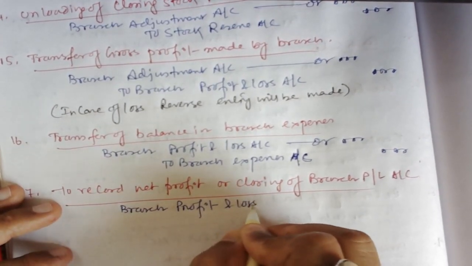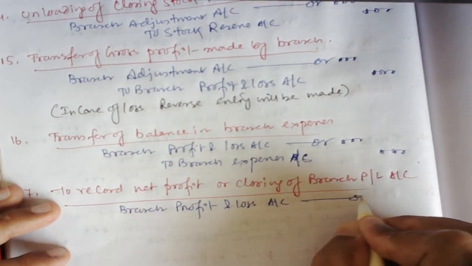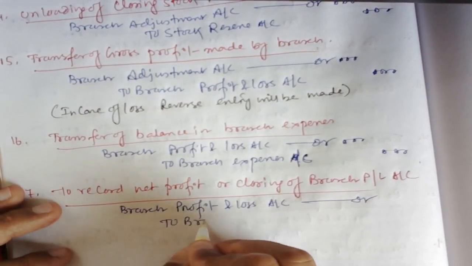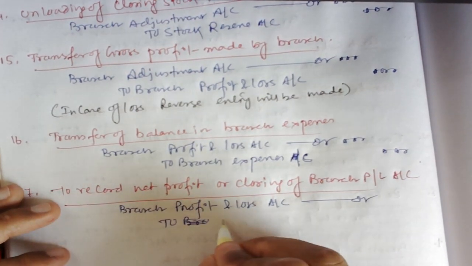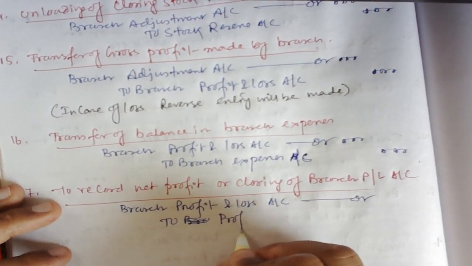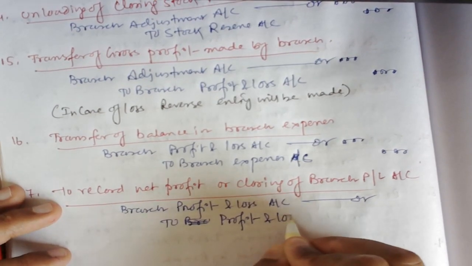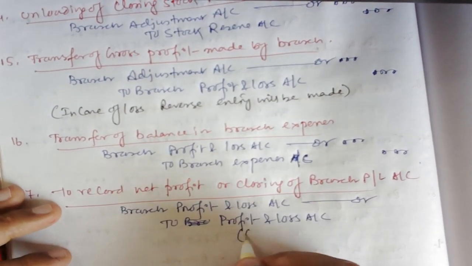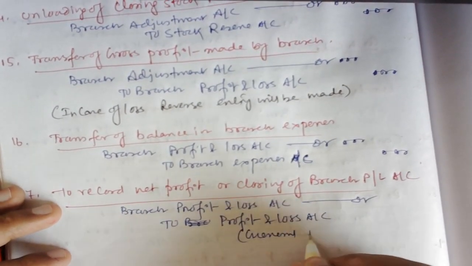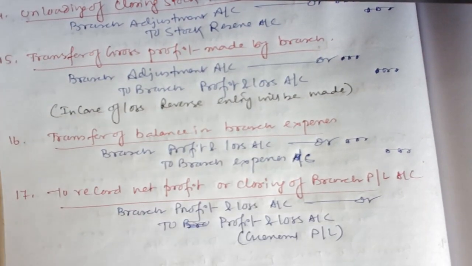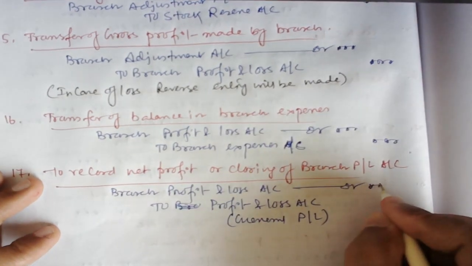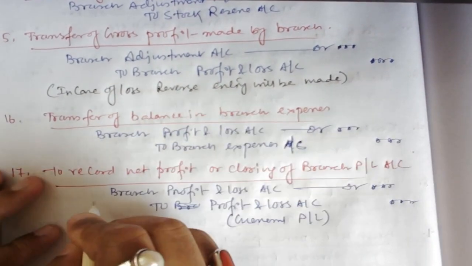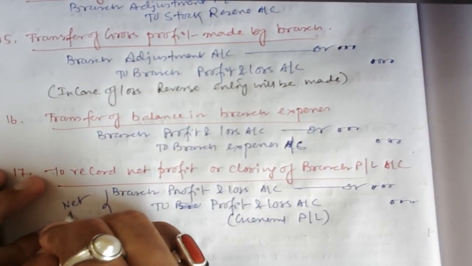Branch profit and loss account debit to, sorry, not the branch, you can simply say profit and loss account. It's a general P&L, a P&L for everyone. The amount should be nothing but the net profit, and the reverse entry will be made in case of loss.